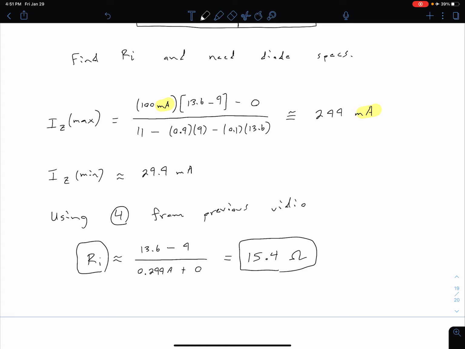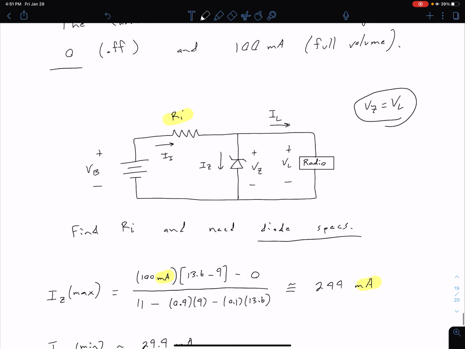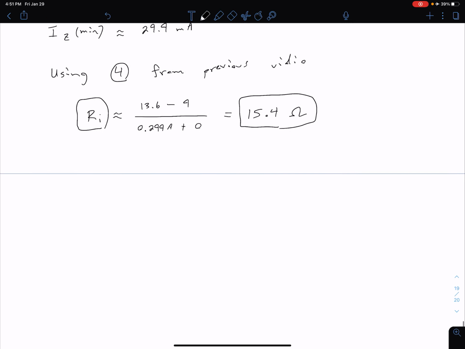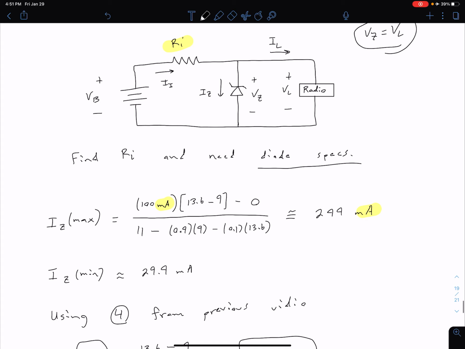Now we need to figure out the diode specs. But let's first do a general power analysis so we can figure out how much power our Ri should be able to handle as well. So we're going to look at the power analysis for our resistor and diode. Let's start with our resistor since we were just working with that. Pri max, and again using equations from the previous video, or it's pretty easy to just redo that KVL in that left loop here.